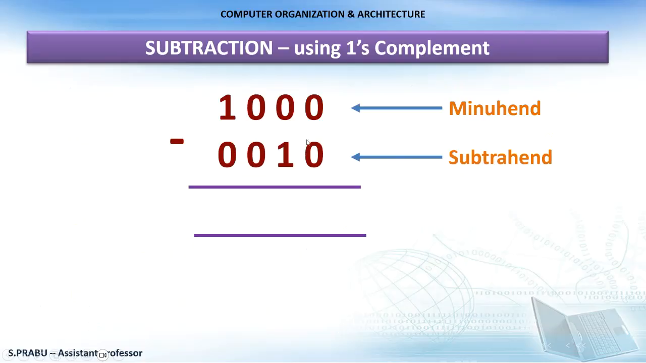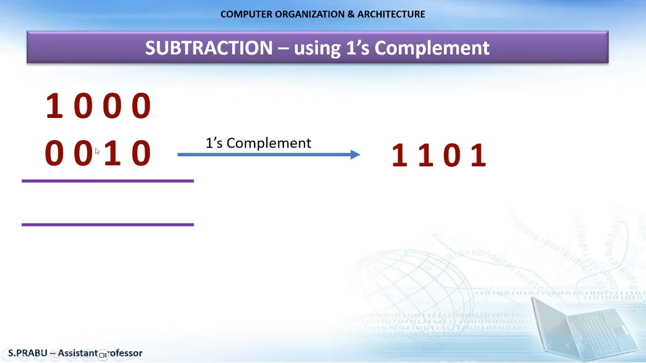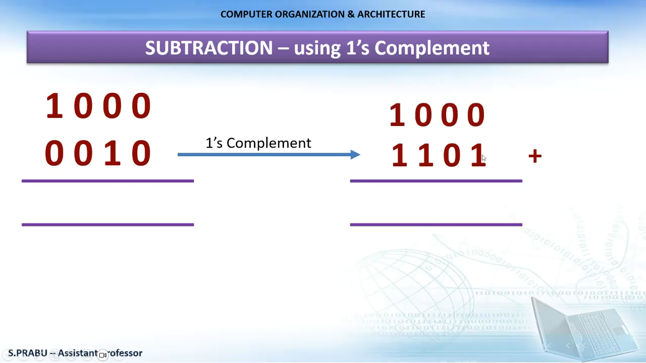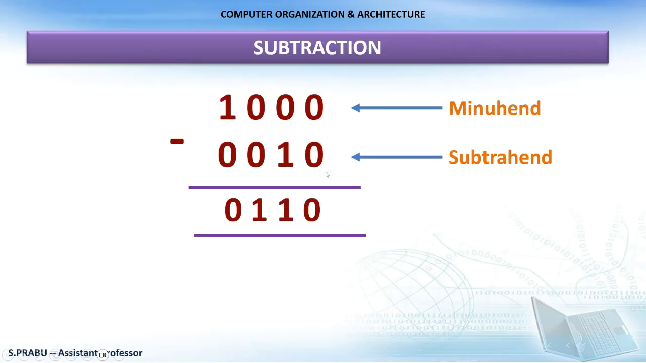In this example, I want to subtract 10 from 1000. So the first rule is to find the ones complement for the second number. So 0 can be written as 1, 1 can be written as 0. So the ones complement result is 1101. I can write the first number, then do the addition operation. 0 plus 1, 1, 0 plus 0, 0, 0 plus 1, 1, 1 plus 1, 10, carry is 1. If the result has a carry, I add the carry to the result. Then I get 0110. So this is the result of 1000 minus 10.